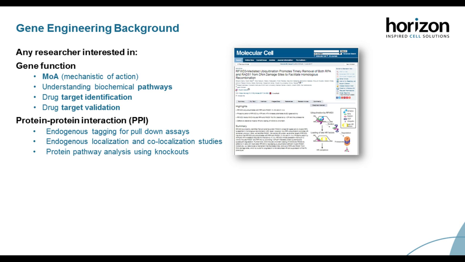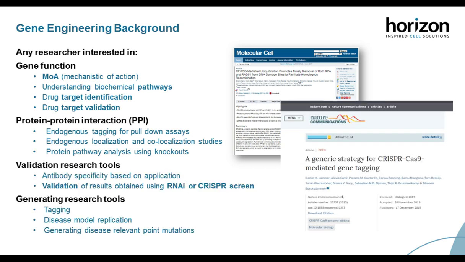Gene engineering can also be used as a validation technique where you can check the reliability of your key research findings that are obtained maybe with antibodies or RNAi. In addition to this, we can generate research tools using gene engineering, such as gene tags, as illustrated by this article by Daniel Lacker, where he showed how CRISPR can be used to tag genes in a really simplified and scalable model.